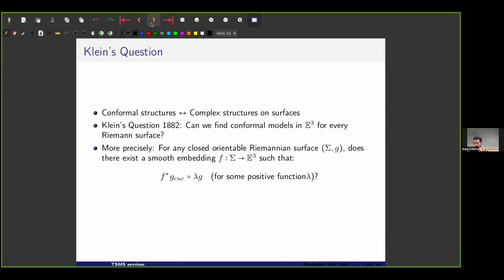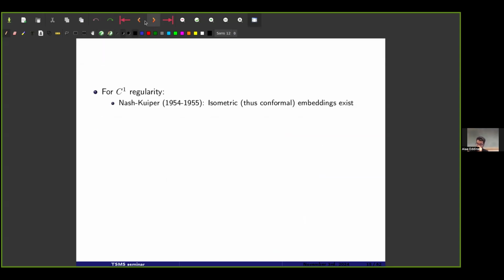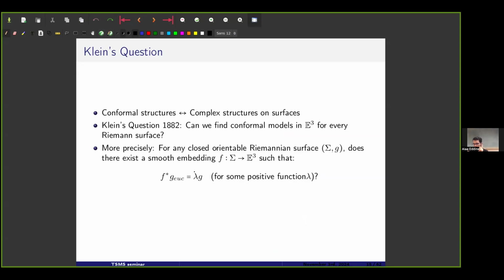And the question of Klein was: can we find all Riemann surfaces in this way? In more precise terms, if we fix a closed orientable Riemannian surface, so we have a Riemannian metric, can we find a smooth embedding into the Euclidean space such that the induced metric is conformal to the metric that we fixed? Here I am saying smooth embedding.